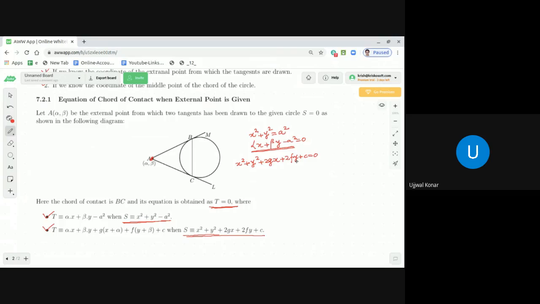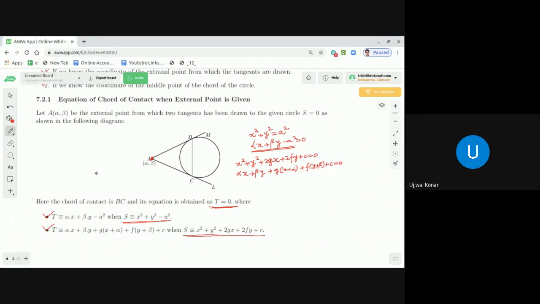Now, dear students, for this circle, what is the equation of the tangent to the circle at the point alpha comma beta on the circle? That becomes alpha into x plus beta into y plus g into x plus alpha plus f into y plus beta plus c is equal to 0, and that becomes the equation of the chord of contact. So these are the 2 points we have discussed here: when the circle has its center at the origin, and when the circle is given in the general form.